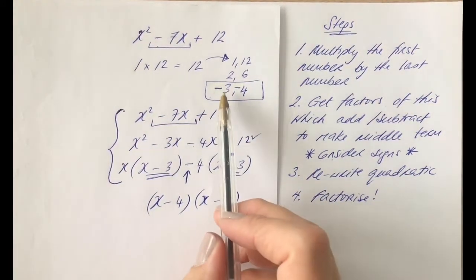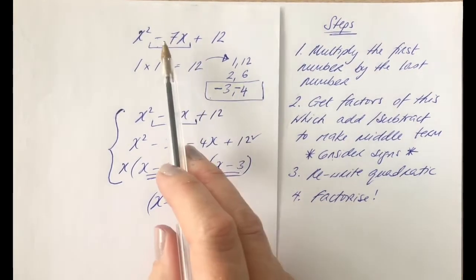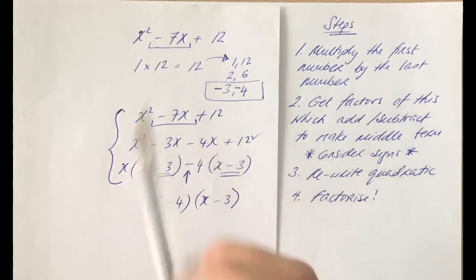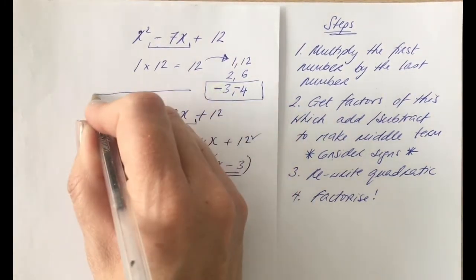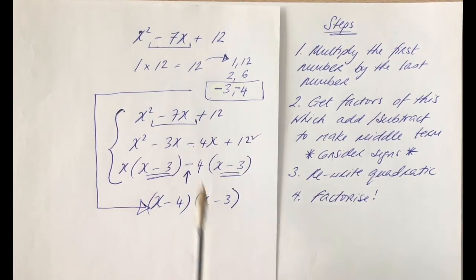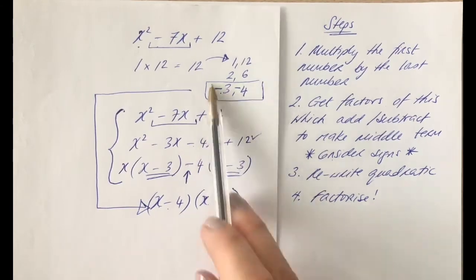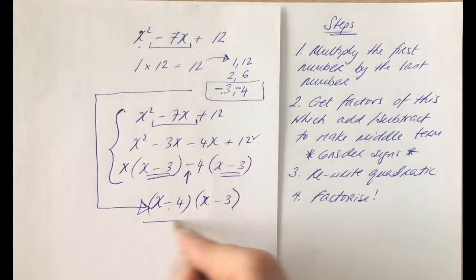Because the minute you figure out what the numbers have got to be and the signs to work to make your middle term, you can skip from step 2 and put them straight in the brackets. Obviously you need an x by an x to get x squared, and then you just need to put in your minus 4 and your minus 3, and you've got the answer.